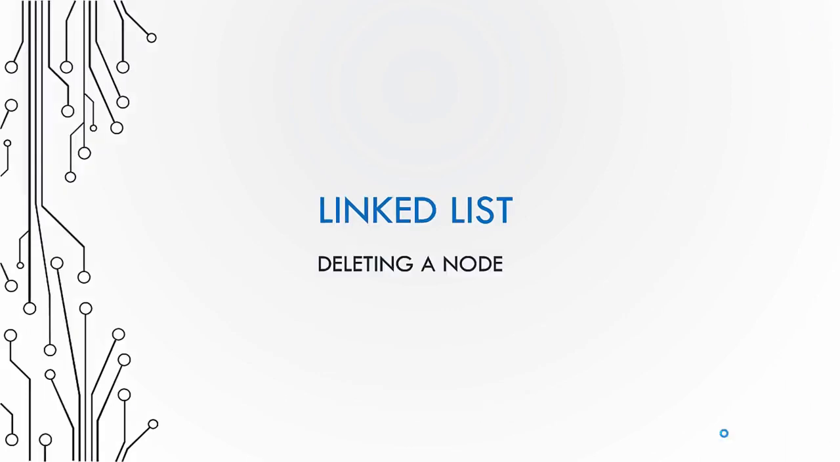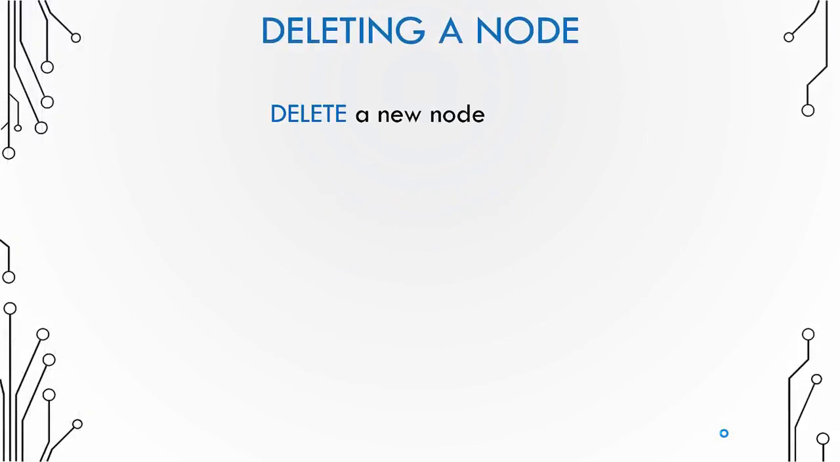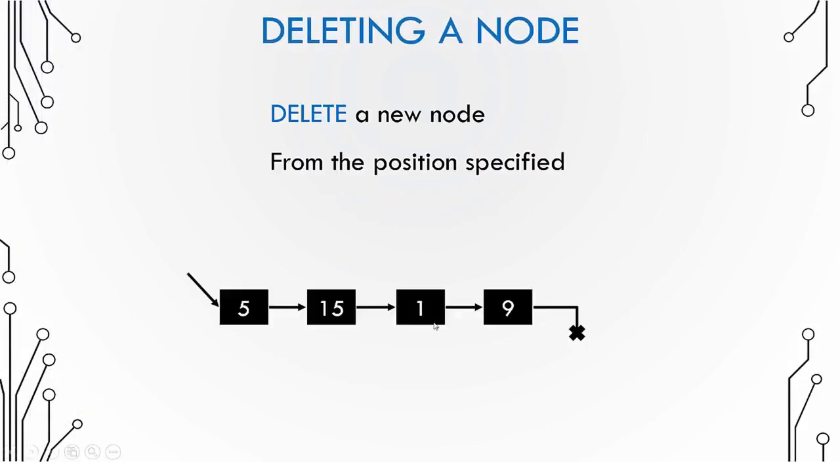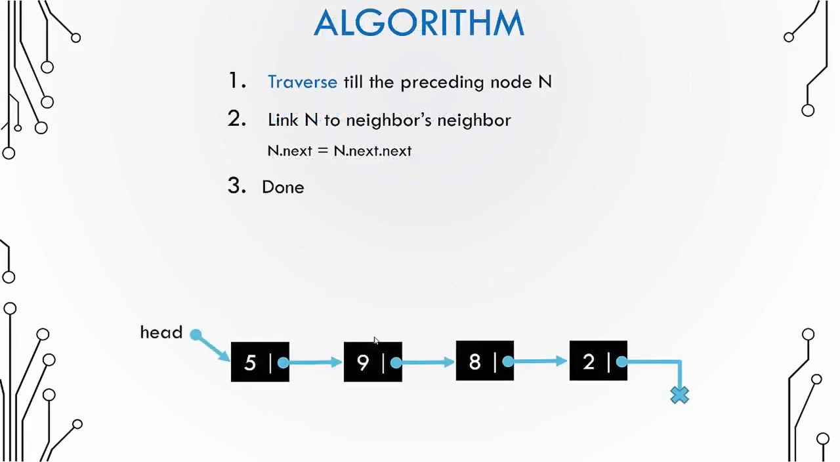Let us talk about deletion of a node in a linked list. So most of the times deleting a node involves deleting a node from a specific position. For example, if you want to delete the node at position number 3, in this case the node with value 1, so you need a way to make the node with value 15 link with the node with value 9, thereby skipping the node with value 1, right? Let us see how we do this in detail.